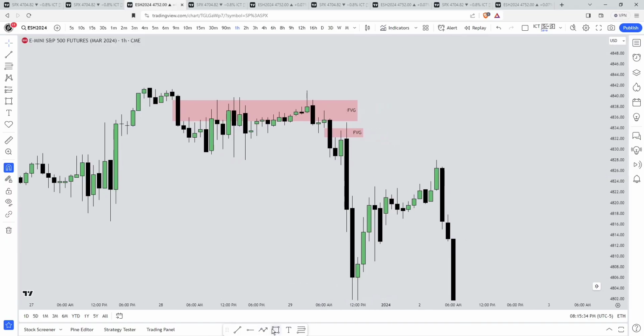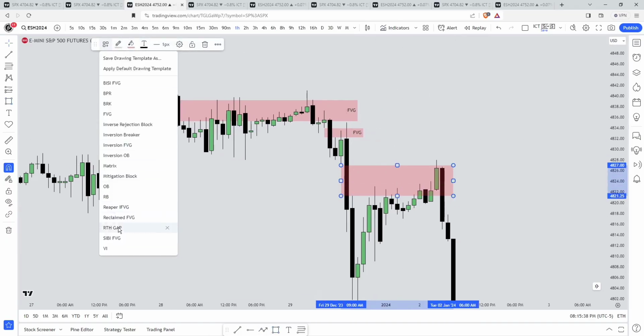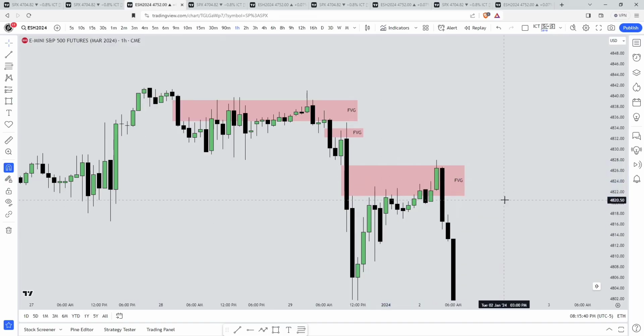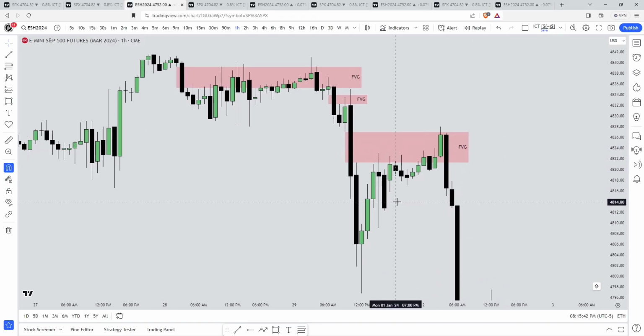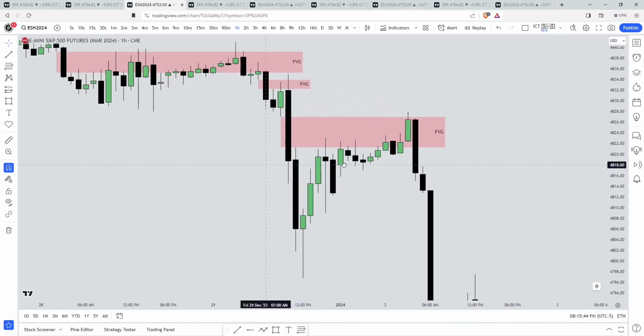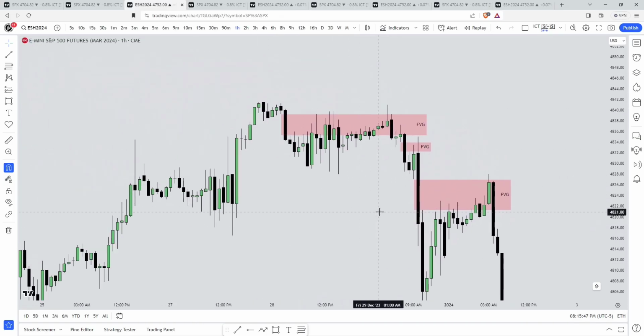So we have another fair value gap right in here. You'll notice that the more time you spend looking at these fair value gaps, the easier it will be. I don't want to spend too much time on this because I'm almost positive a lot of you guys already know what this is. But this is what bearish fair value gaps look like.